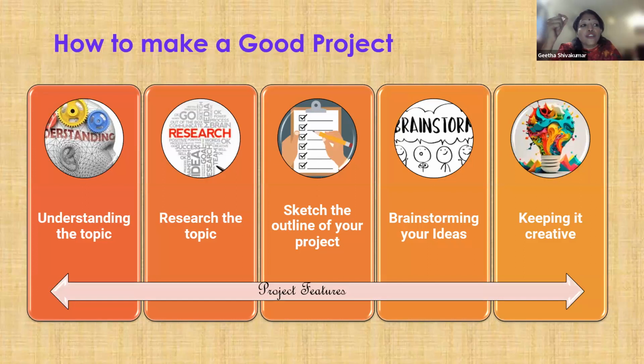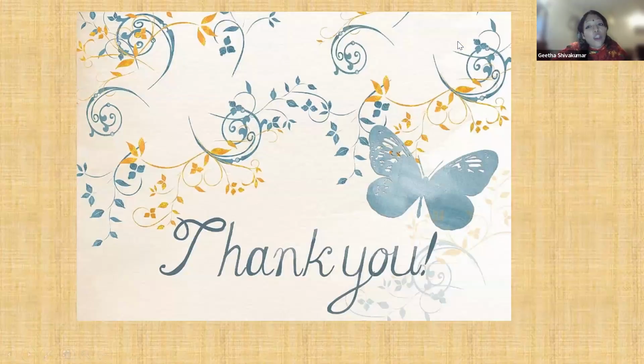So a good project will have an understanding of the topic, and the student needs to research the topic. They need to sketch the outline: my first page will be the index, followed by the introduction of the project, followed by the different topics which need to be covered. There should be some pictures, some mathematical analysis, and some relevant examples. So all these things are very important. Then they need to brainstorm their ideas, and keeping it creative is very important. So I hope I have achieved my objective of covering interdisciplinary and multidisciplinary projects. Teachers, if you have any doubts, you can raise your hand.